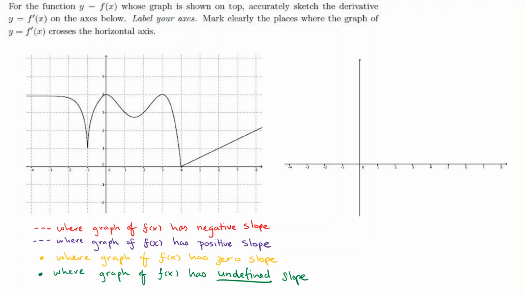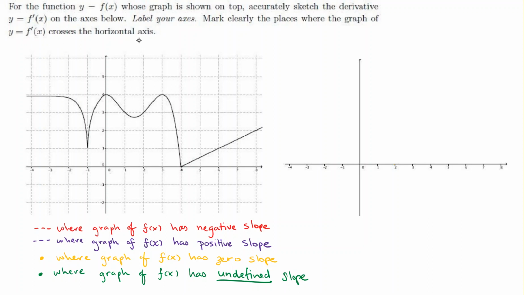In this problem, we are given the graph of the original function f of x, and based on this graph, we need to draw an accurate sketch of its derivative. Notice, in addition, we are asked to mark clearly the places where the graph of the derivative crosses the horizontal axis. Now we can translate this.